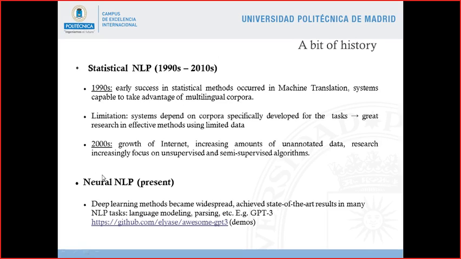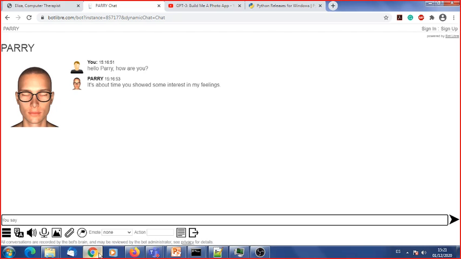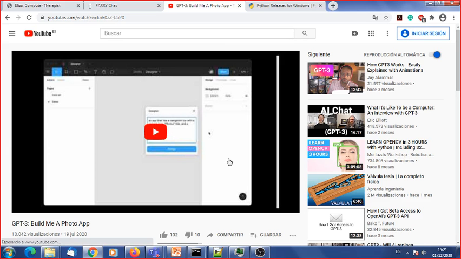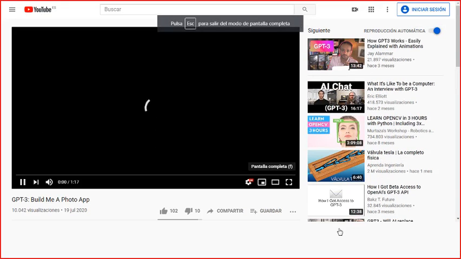The last stage of natural language processing is the present, and here we use deep learning methods. These deep learning methods achieve state-of-the-art results in many tasks of natural language processing. We have language modeling, parsing, etc. This is an example of not the last, but the latest deep learning method. It's GPT-3, and I will show you a demo of this GPT-3, and you can see for yourself how powerful these deep learning methods are.